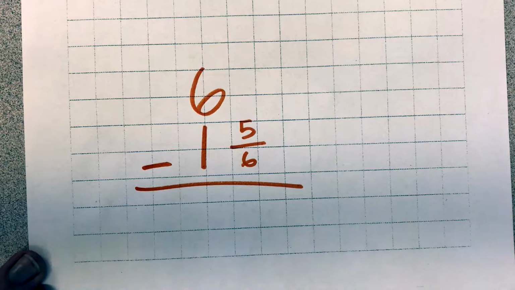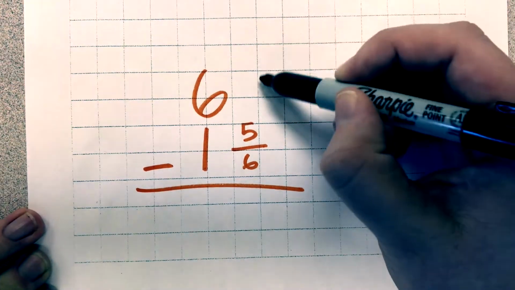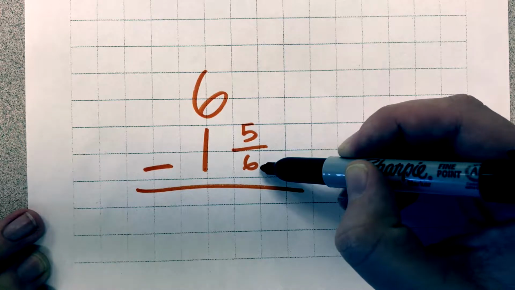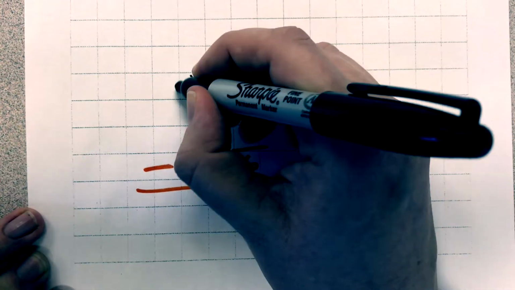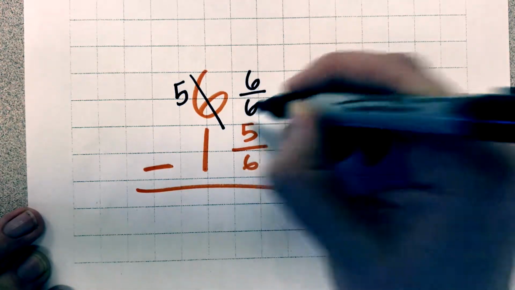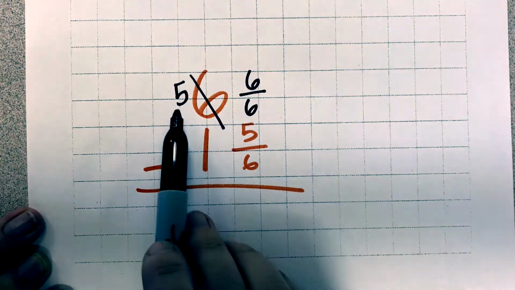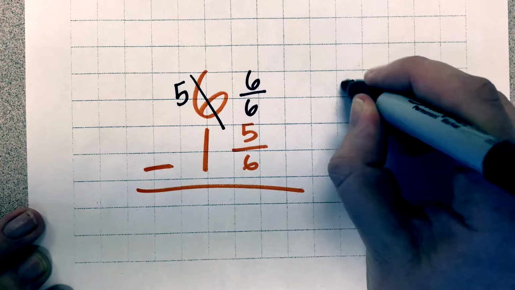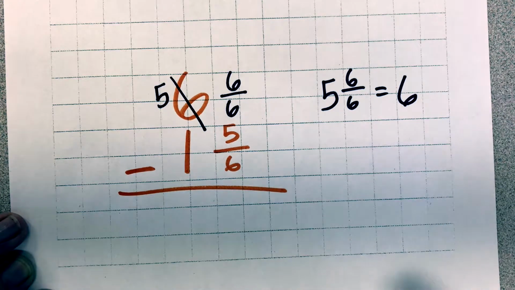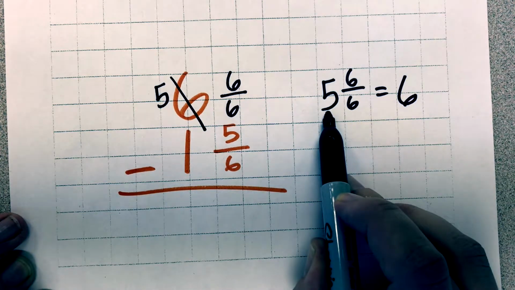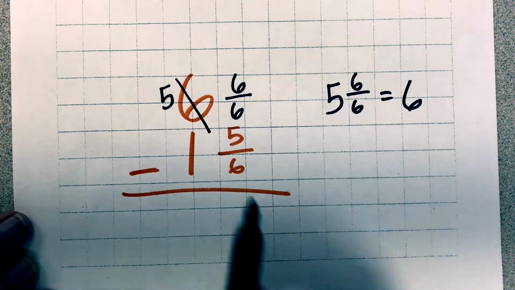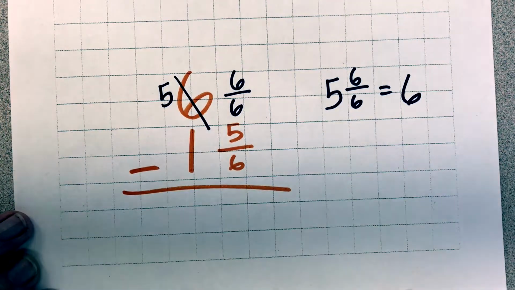We have 6 minus 1 5/6. So our fraction up here, we would really want to have 6 as the denominator. So we are going to cross out that 6, make it a 5, and make our new fraction 6/6. So 5 and, so I'm just going to show off to the side here. 5 and 6/6 is really the same as 6, because it's really 5 plus 1 is 6. So we're really just doing equivalent fractions here.